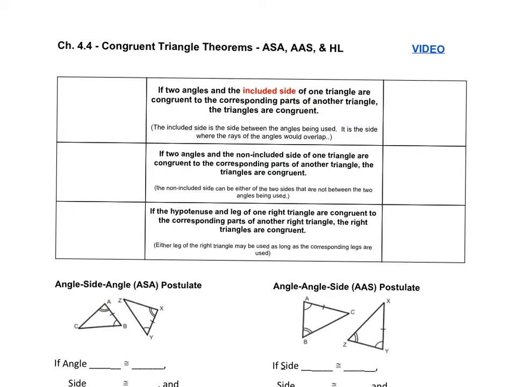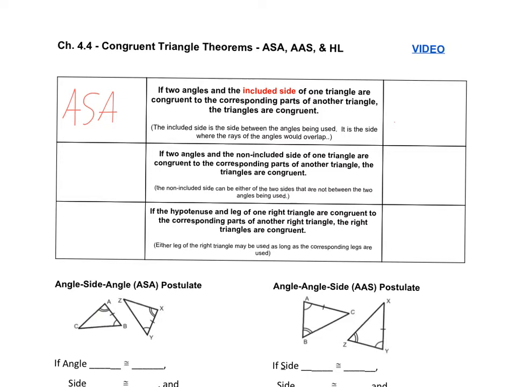The first one, if we have two angles and an included side of one triangle that are congruent to the corresponding parts of another triangle, the triangles are congruent. This is known as the angle-side-angle theorem. That included side is going to be between the angles being used. It is the side where the rays of the angles would overlap.